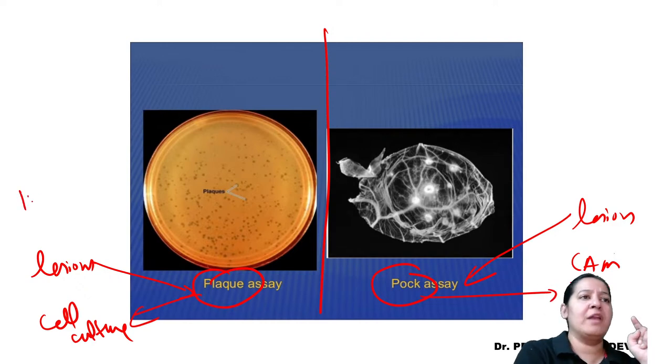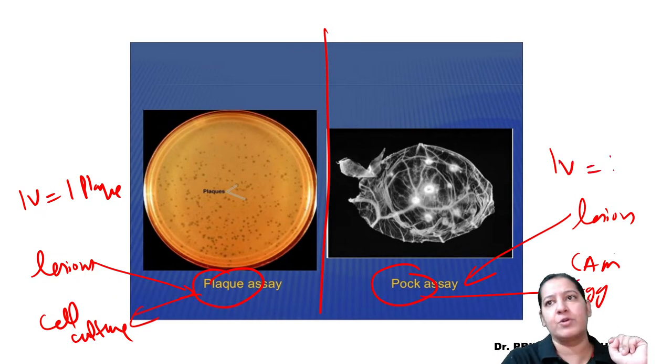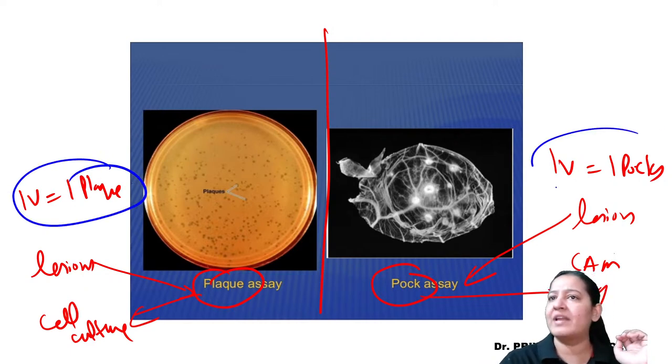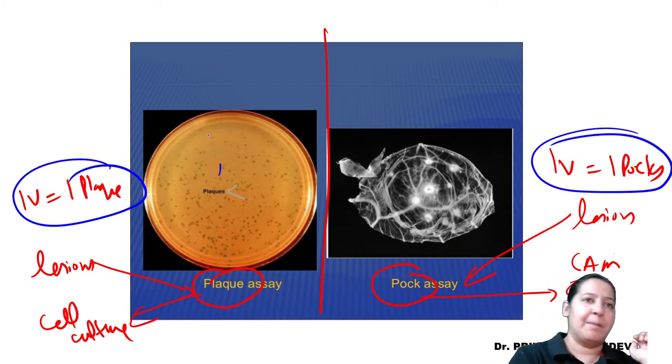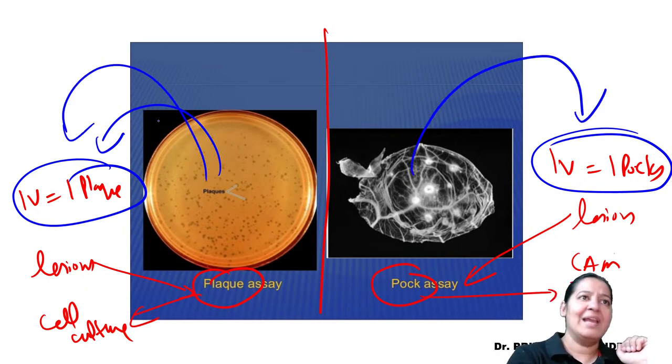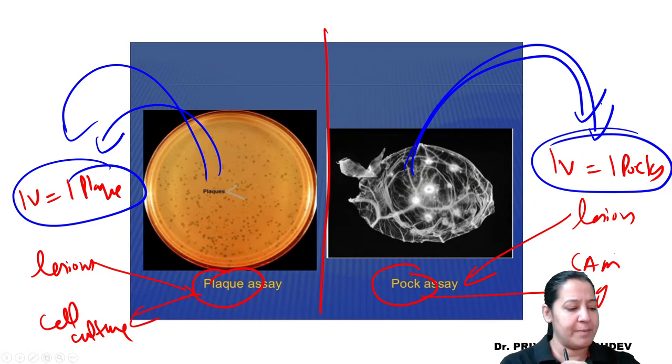The rule says one virus produces one plaque. The rule also says that one virus produces one pock. I cannot simplify more than this. No one in this world can simplify more than this. You can see the plaque assay. You can see the pock assay. So this is a cell culture line and this is the egg, the chorioallantoic membrane of the egg.